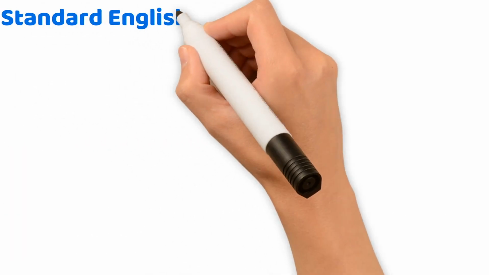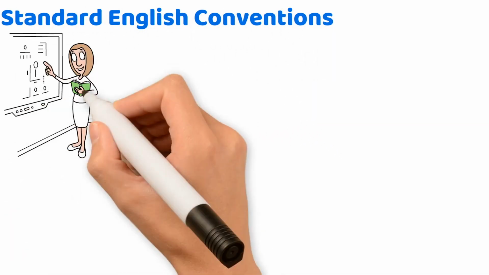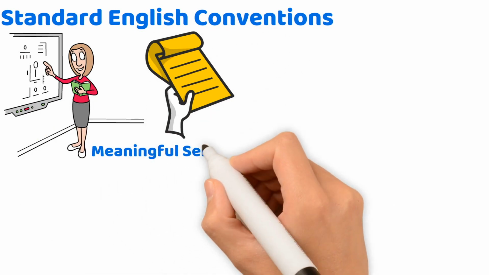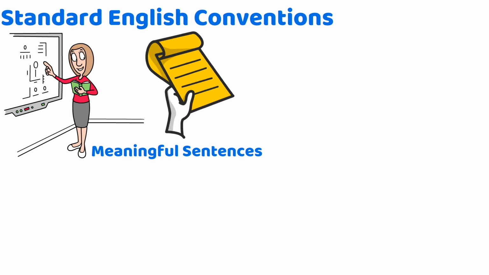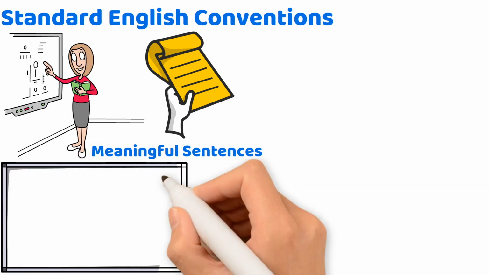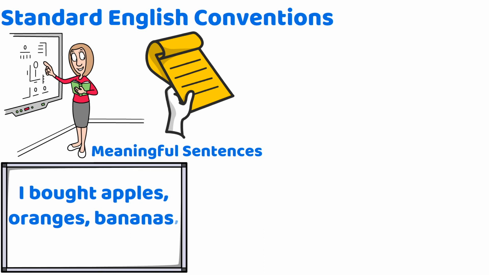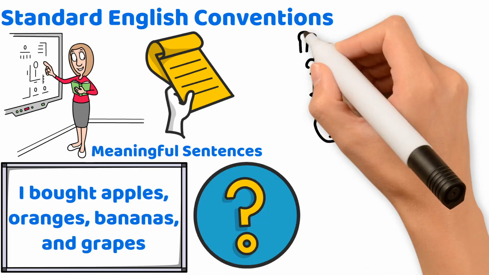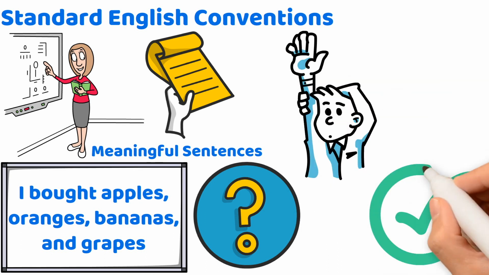Understanding standard English conventions is crucial for teaching elementary students. These rules govern how words are used to create meaningful sentences. For example, proper comma usage in lists is fundamental: I bought apples, oranges, bananas, and grapes. On test day, look out for questions that ask you to correct or identify errors in sentence structure and punctuation.